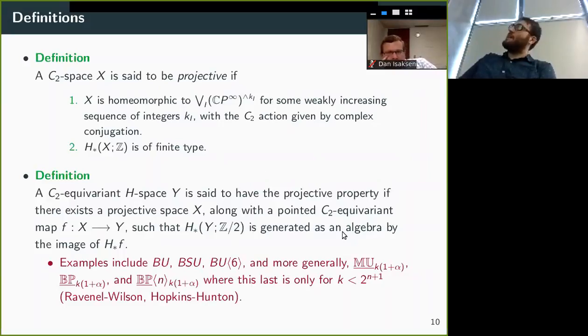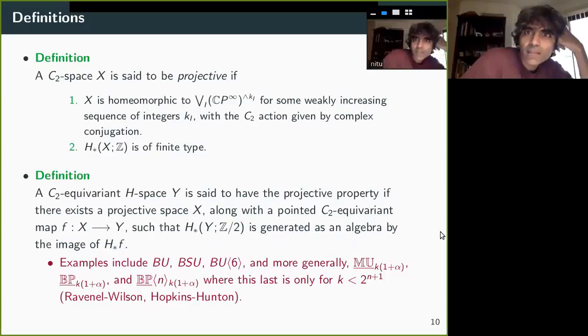Okay, so that's it. A space with the projective property is one whose mod 2 homology is generated, as an algebra, by classes that come from CP infinities. And these are all examples: spaces in the omega spectra for MU or BP.